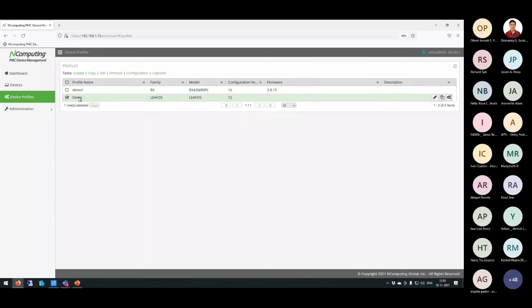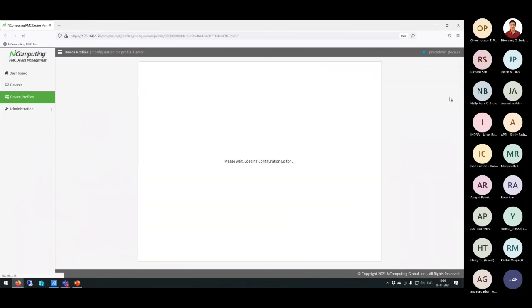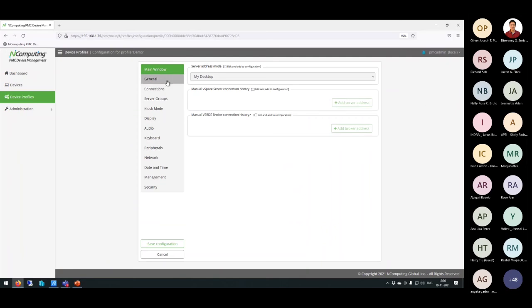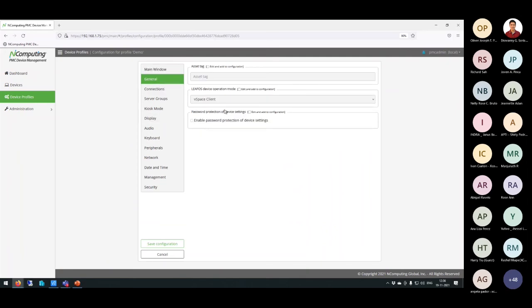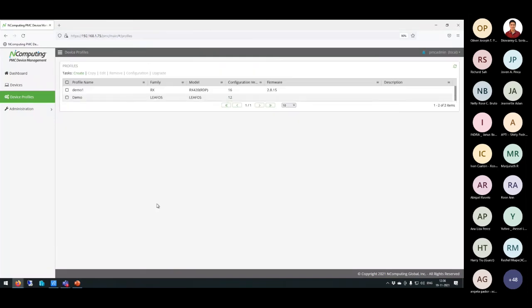If I want to do any customization on that, I can click on the settings icon, where I can start configuring what kind of client I need and what kind of connection it has to make. All the settings I can do, and once this profile is saved, it can be pushed to all the devices which are connected to the PMC.